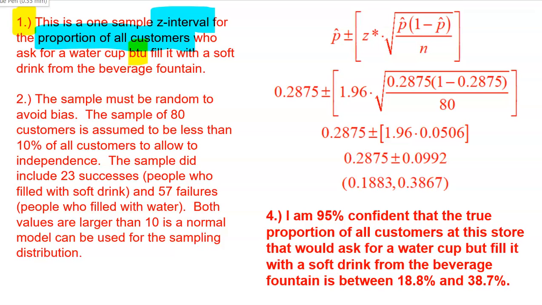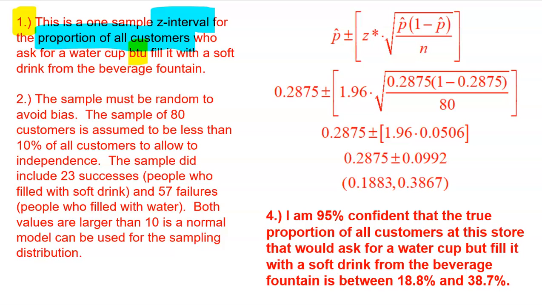So, the first condition that I hope you were taught is that the sample must be random to avoid bias. The second condition is that the sample of 80 is assumed to be less than 10% of all customers to allow for independence. The sample did include 23 successes, people who filled it with a soft drink. Again, I'm not calling them a success. That's actually the wrong thing to do, but that is what we're looking for, so they get labeled as a success.